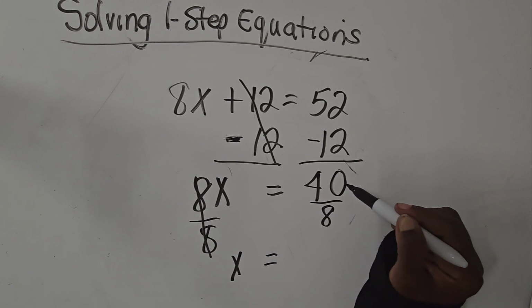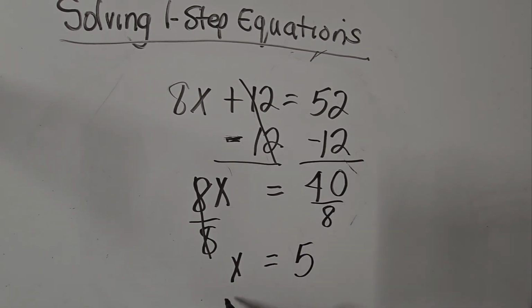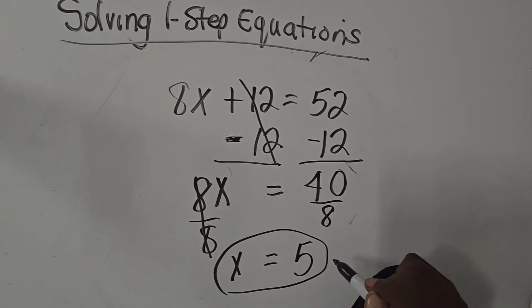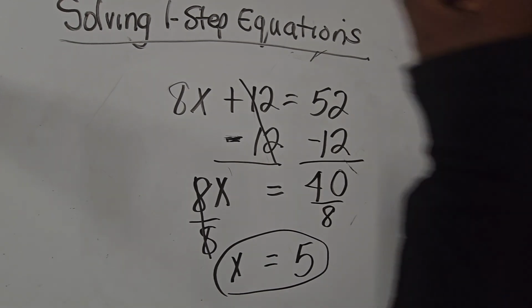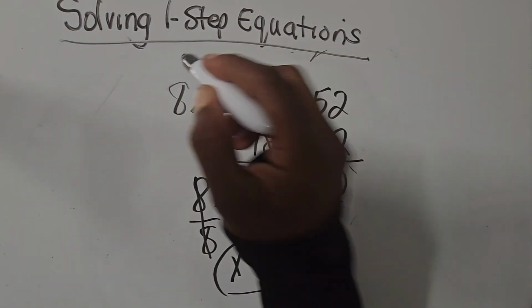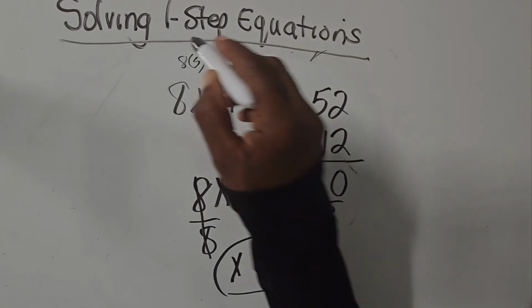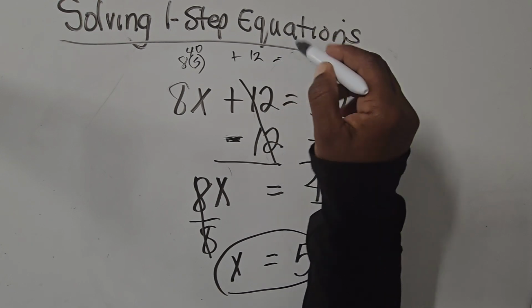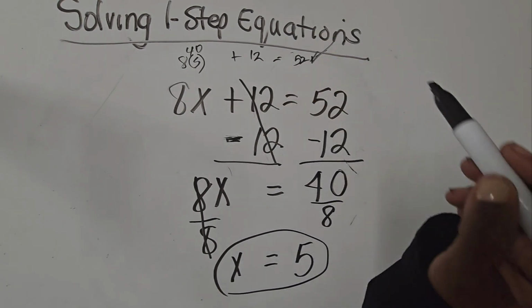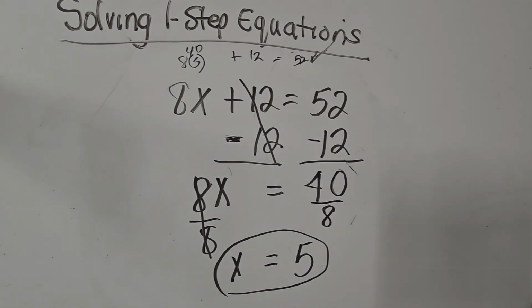So 8 goes into 40, 5 times. So x is equal to 5. All right. And again, bring that 5 back up and plug it in. So we have 8 times 5 is really 40 plus the original 12 will give you 52. Check. Always do your balance and check. All right. I think we can do one more.